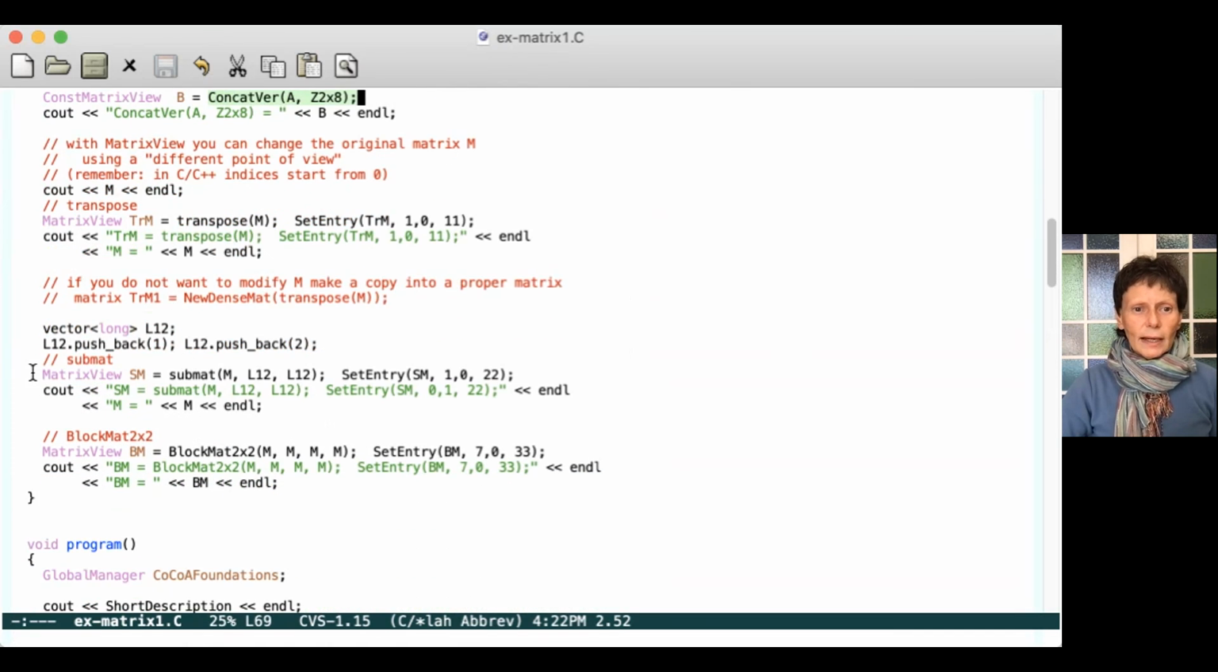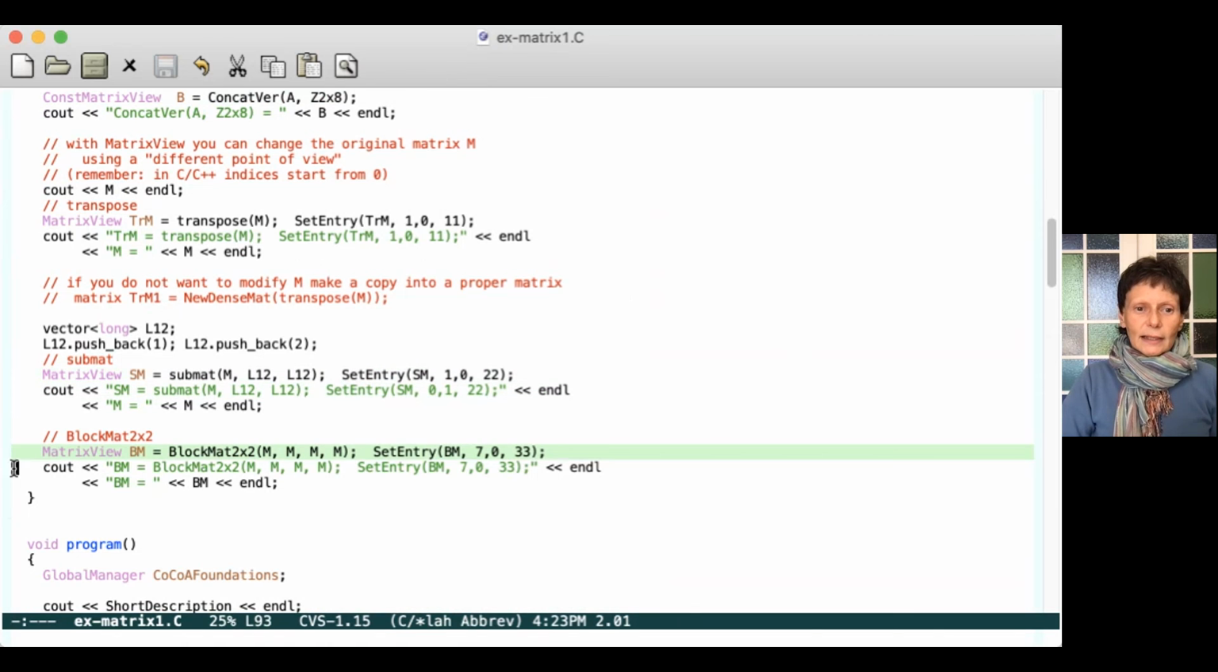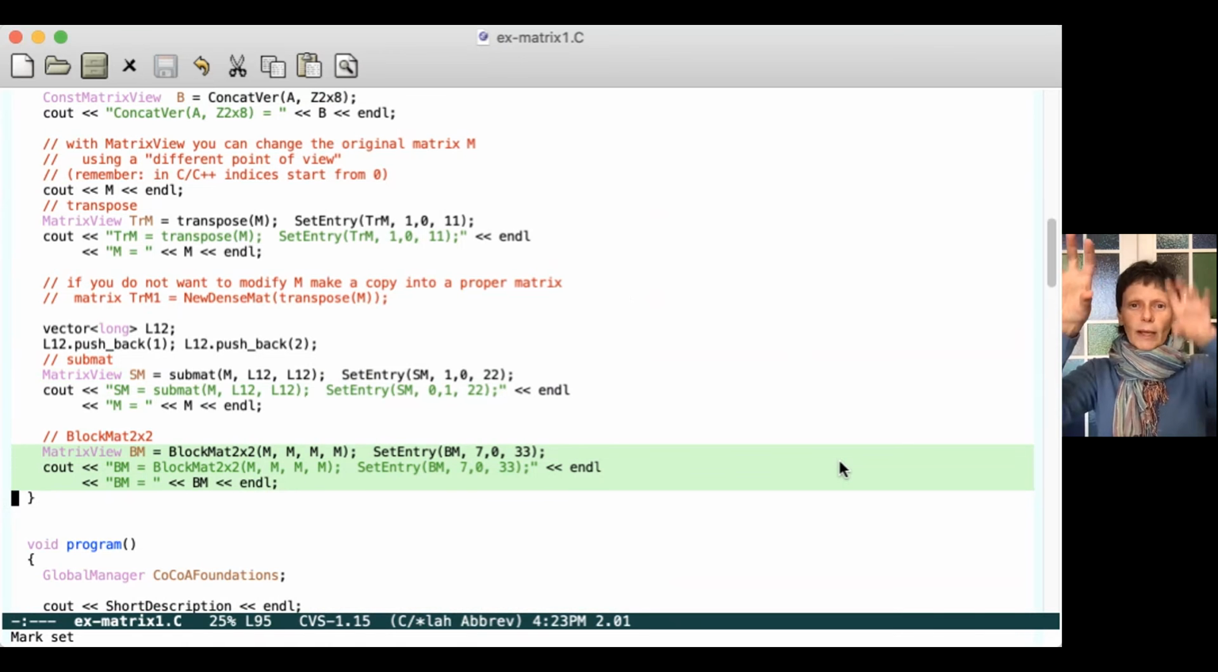And another matrix view is the submat. I can take a submatrix, and again, this is a view of that submatrix. If I modify something in this submatrix as a matrix view, I'm actually modifying the original matrix. And lastly, block matrix 2 by 2 is a way of making a block of A, B, C, D, and creating a new matrix, a block matrix.